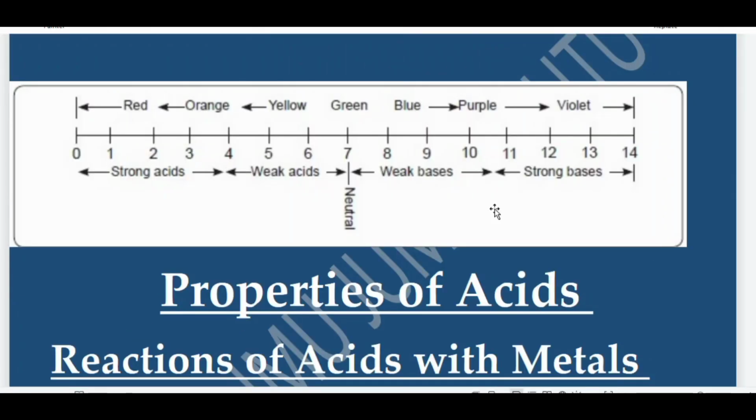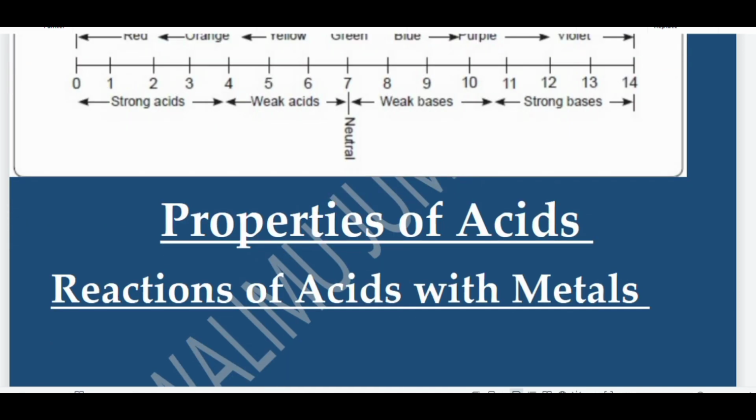Now looking at the reaction of acids with metals. Acids react with metals to give a salt and a gas. This gas is hydrogen gas. The presence of the gas is tested using a burning splint, where the burning splint burns with a pop sound. The intensity of the pop sound depends on the amount of the gas produced and the purity of the gas itself.